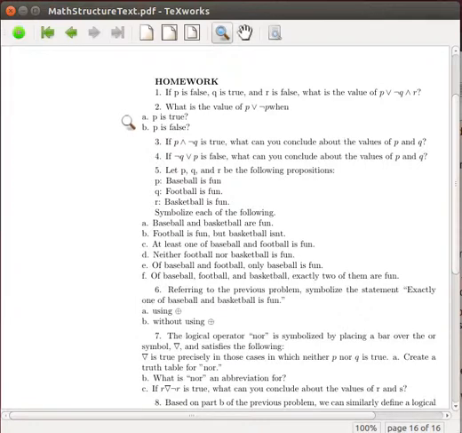Okay, now there's some homework. Be sure and look that over and be set and ready to go with it. All right.